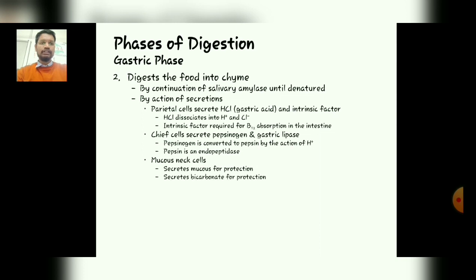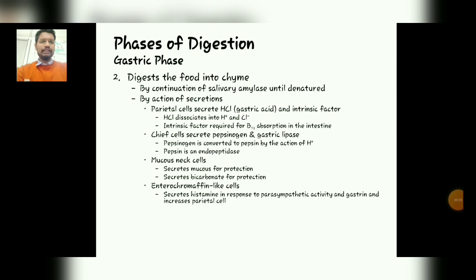The mucous neck cells help in the secretion of mucus for the protection of the walls, as it secretes bicarbonate, mainly HCO3, for the protection of the layering of the inner walls of the organ. The enterochromaffin-like cells, along with two other types of cells, mainly D cells and G cells, help in the secretion of histamine in response to parasympathetic activity, and gastrin, increasing parietal cell activity.